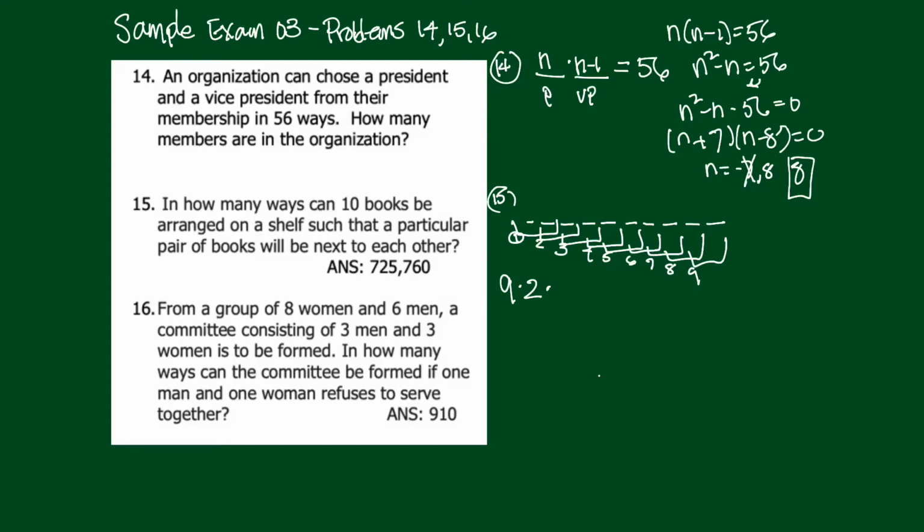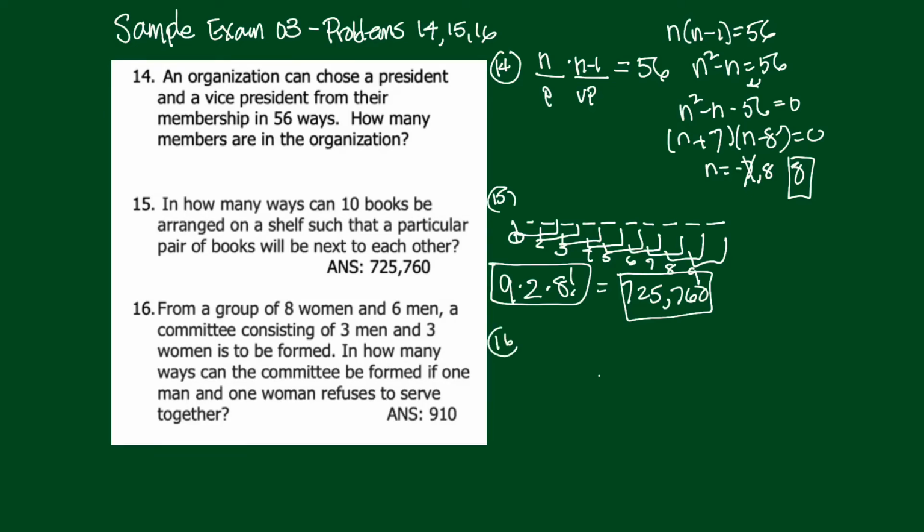Then there was 10 books altogether. We've placed 2, so there's 8 left, and there's 8 factorial ways to arrange those books. There's the answer. Let's compute it out. I computed that, and I got 725,760.